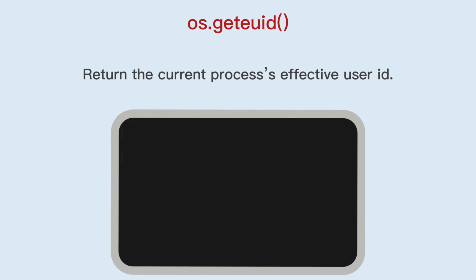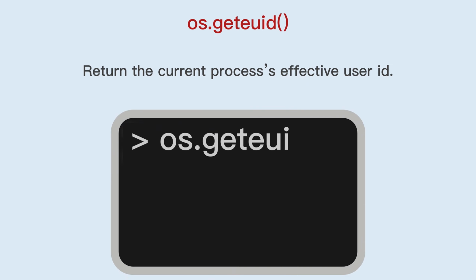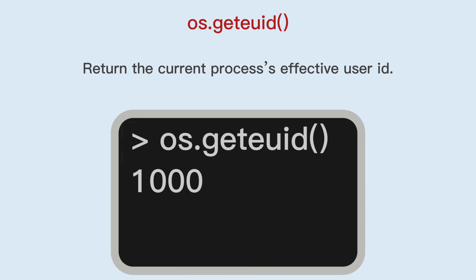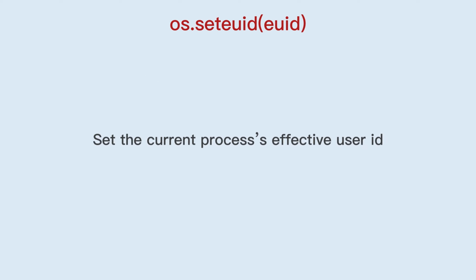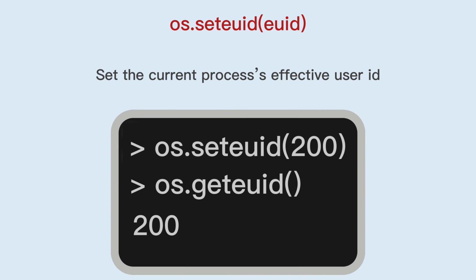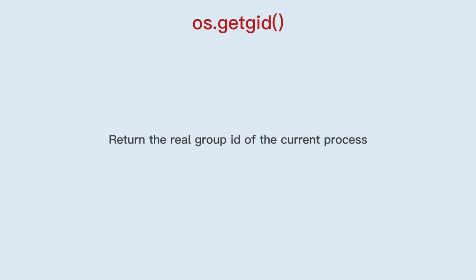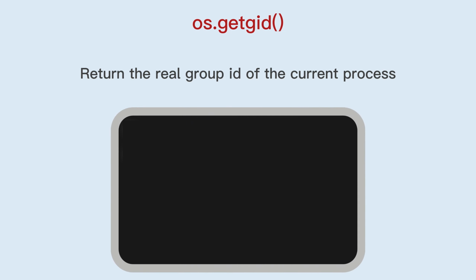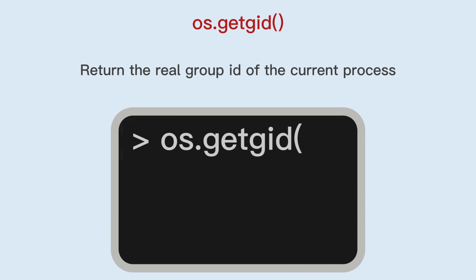os.geteuid: return the current process's effective user id. os.seteuid: set the current process's effective user id. os.getgid: return the real group id of the current process. os.setgid: set the current process group id.